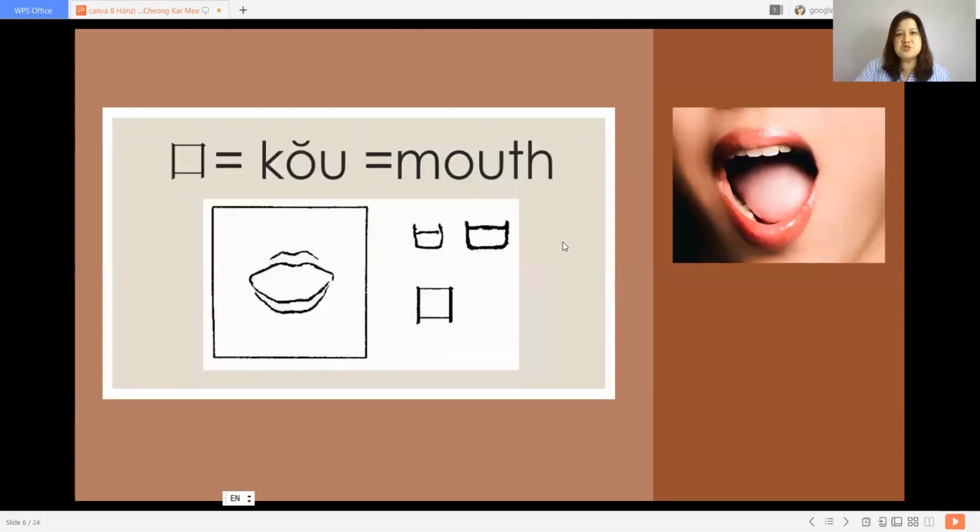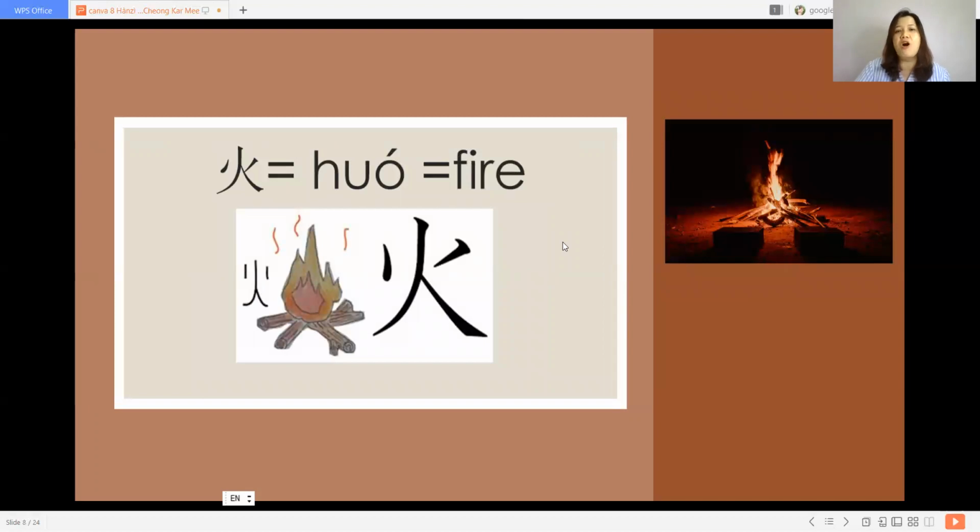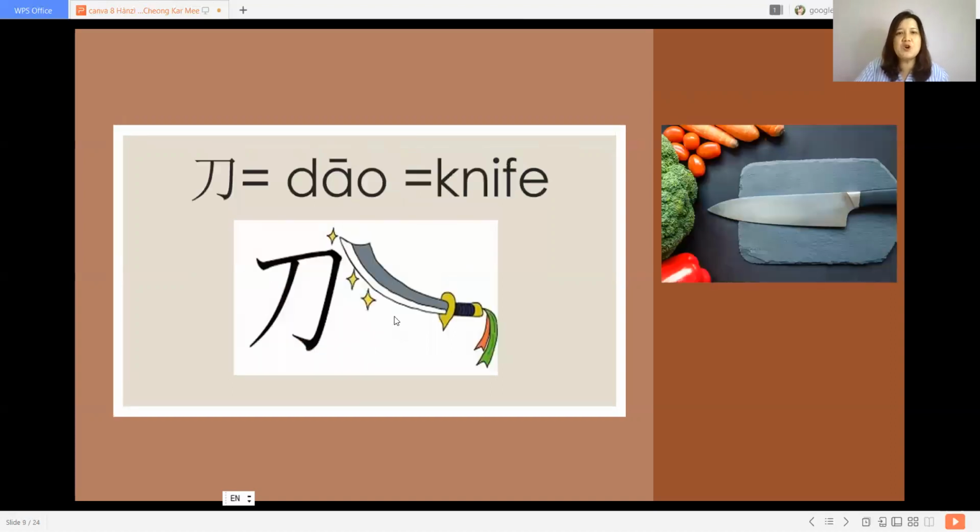Then continue with this one. 火, fire. It's quite similar to the original picture, right? So these are all pictograph or pictogram, because the word is created based on the picture. People looked at the pictures long time ago, so they tried to create words similar to the object. This is called pictograph or pictogram.